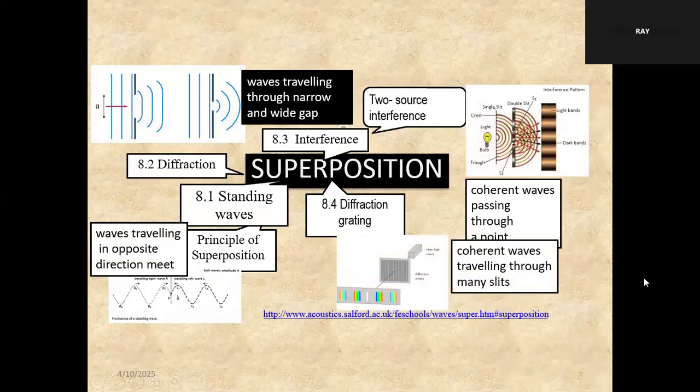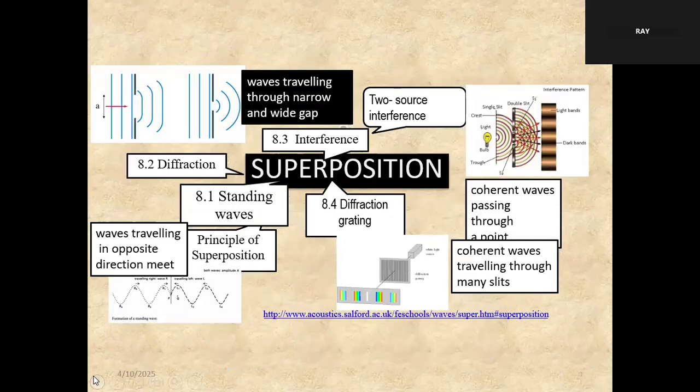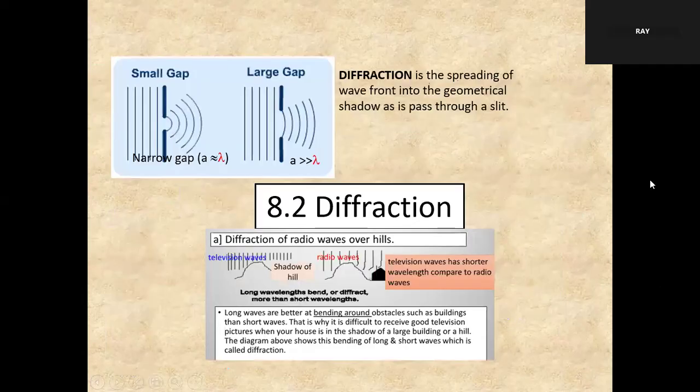Okay, this summarizes for you your new syllabus. Diffraction is the spreading of wave from the geometry into the geometrical shadow as it passes through a slit. So you have to remember narrow gap. Narrow gap means that the aperture size is approximately equal to the wavelength. And the other one is where the aperture size is very much greater than wavelength.